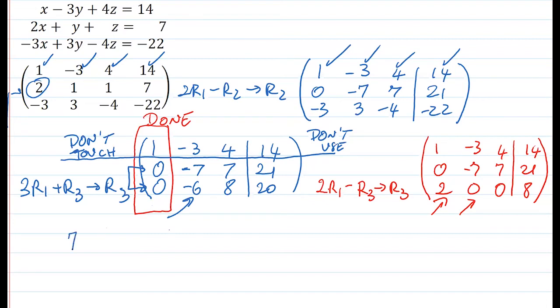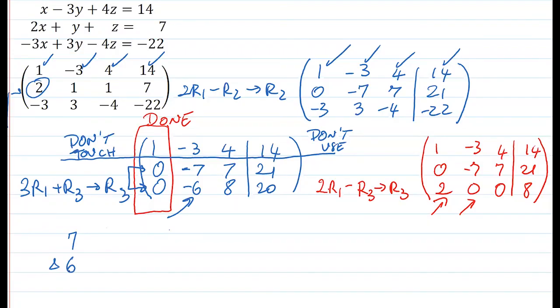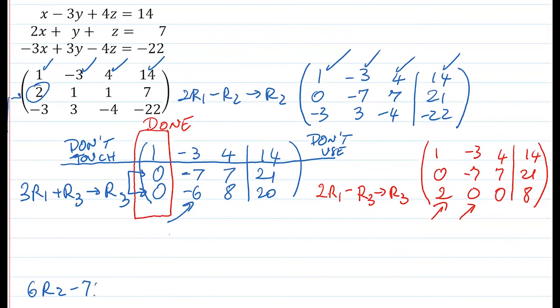Numerically, this one is a little tricky because 7 and 6 are not multiples of each other. But you've done this before. It's the same skill used in making common denominator. R2 needs to be multiplied by 6, and R3 needs to be multiplied by 7 to make them both 42. Or actually, one is 42 and the other is negative 42, but same skill. So 6R2 minus 7R3 going into R3.